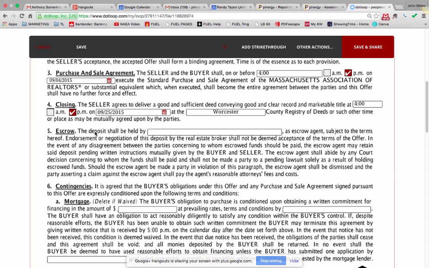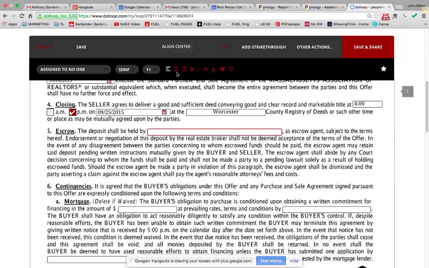Yeah. So the deposit should be held by, and this would typically be the listing agent traditionally. So let's say that you're working with Keller Williams Realty, and the property is listed by ABC Realty Inc. Okay. And so they would traditionally hold the deposit as escrow agent, subject to the terms hereof. Endorsement or negotiation of this deposit by the real estate broker shall not be deemed acceptance of the terms of the offer. So just because they've accepted the deposit doesn't mean they've accepted the offer.